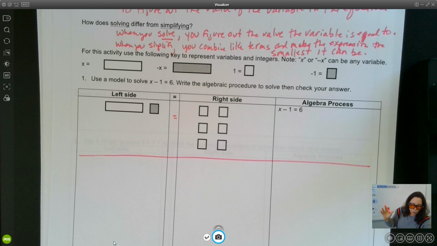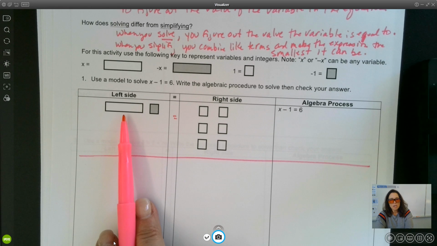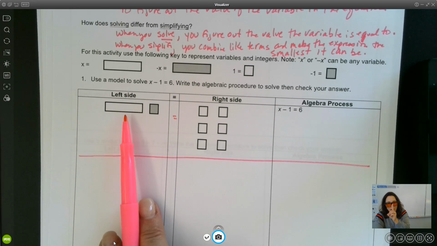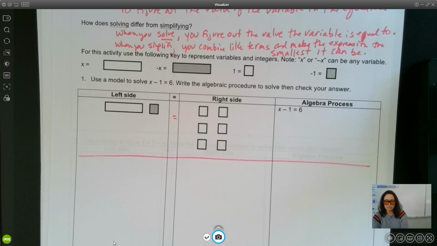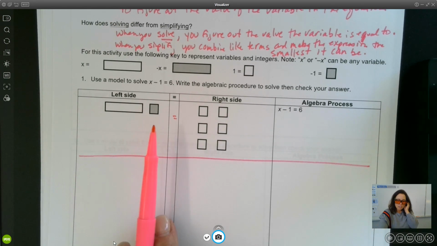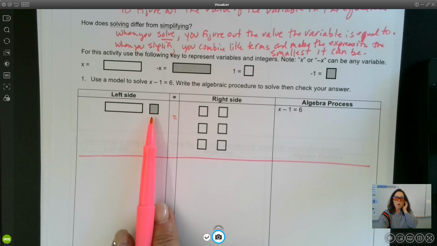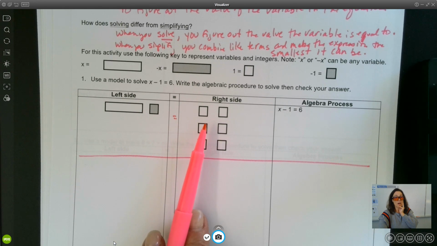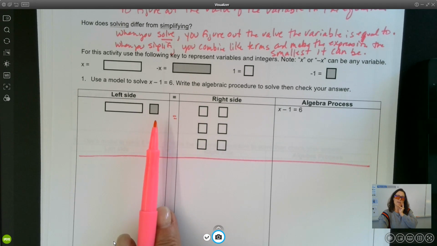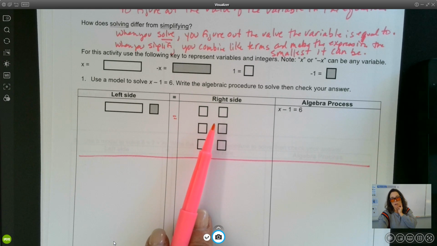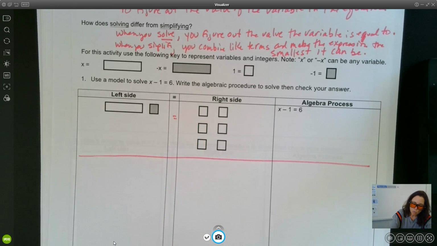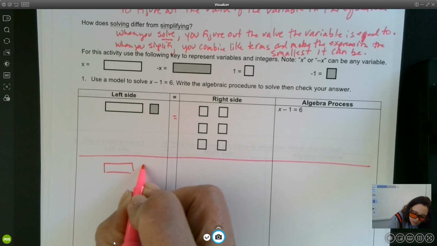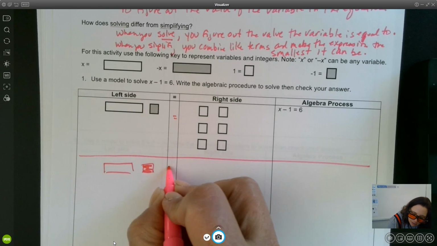Now, what do we do first? The object always is to get this x, 1x, all alone. Hopefully you would say we need to get rid of this negative 1. The way to get rid of a negative 1 is to put a positive 1 over here and another positive 1 over here, because whatever you do on the left, you have to do on the right. So you always rewrite what you have. Always rewrite what you have.